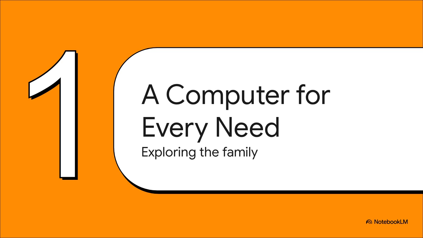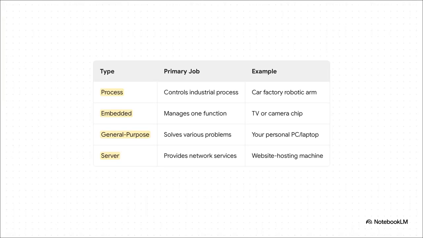Okay, so we've got the basic blueprint down. Now let's meet the family. Because let's be real, not all computers are created equal. They are highly specialized, designed for completely different jobs, everything from controlling one little robot arm in a factory to running, well, the entire internet. What's super interesting here is how we can categorize computers by their purpose, by what they do.